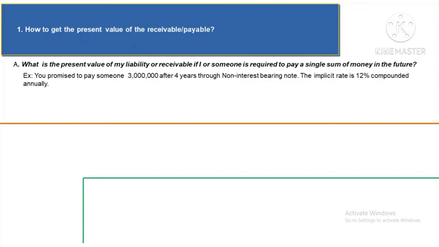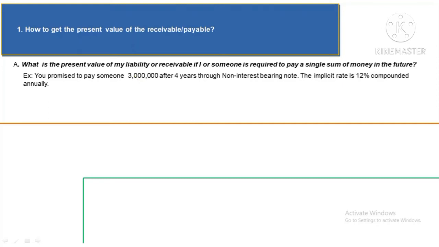But the truth is, even if there is no interest agreement, it doesn't mean that there is no interest charge. The interest is already included in the payments. In this case, it's already included in the 3 million. So that interest is what we call implicit interest. That is why, as you can see in this problem, there is an implicit rate of 12% mentioned. So again, this 3 million right here is not only composed of principal payments, but it also includes interest.